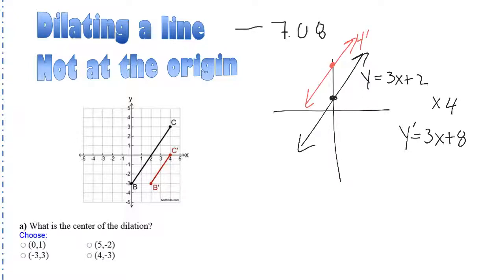So all it's doing is moving farther away from the origin. It was 2 away. Now it's 8 away from the origin. It's 4 times farther. So this was our center point. Now we're going to do problems where the origin is not the center.